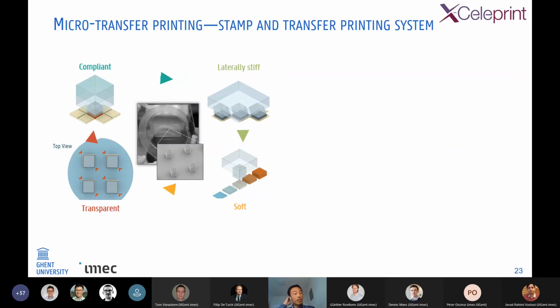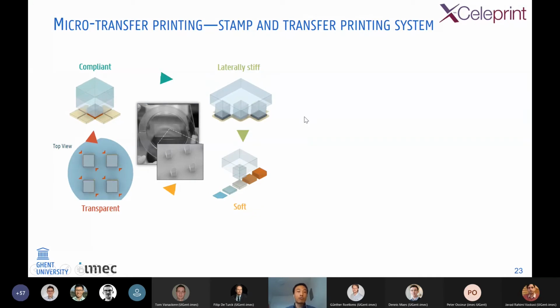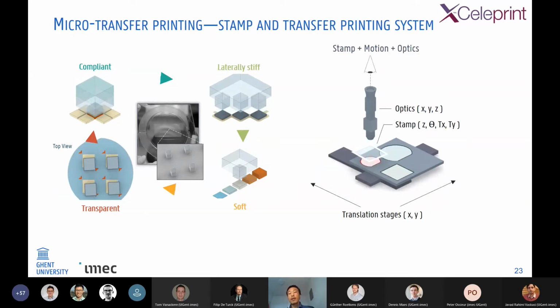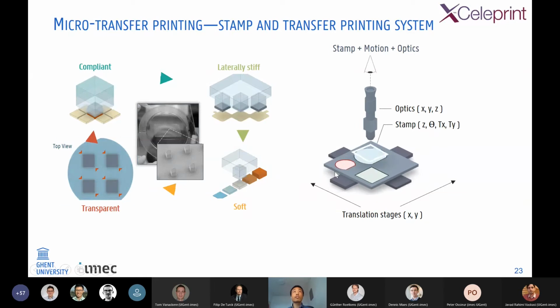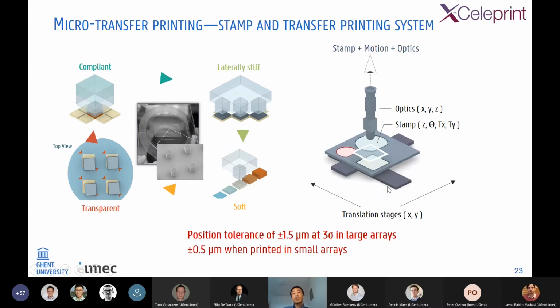Here you can see the stamp which we use for the transfer printing. It is actually made of PDMS, which is transparent. It's also soft. You can press it, and also you can apply a lateral shear force, and you can pick up different devices with different thicknesses. Because it's transparent, you can see through it and do the alignment. Here's the system, and you can see the small wafer is the source, and the bigger one is the target. The other one is used to clean the stamp.